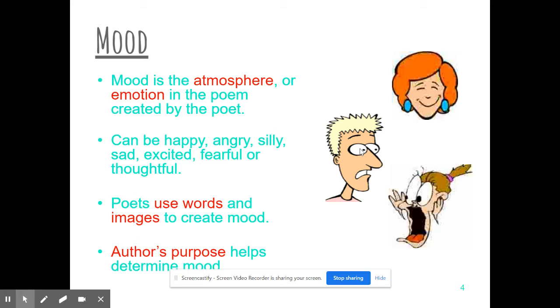Yesterday in that pretest, there was tone and there was mood. Mood is the emotion that the poet creates, and that's how you feel when you're reading it. So it's the atmosphere or emotion in the poem. It can be happy, angry, silly, sad, excited, fearful, thoughtful. Poets use words and images to create a mood, and the author's purpose helps to determine that. So if you know that they're writing one, for example, as a tribute to their father who has passed away, or something to be silly, then that helps you determine how to read it.